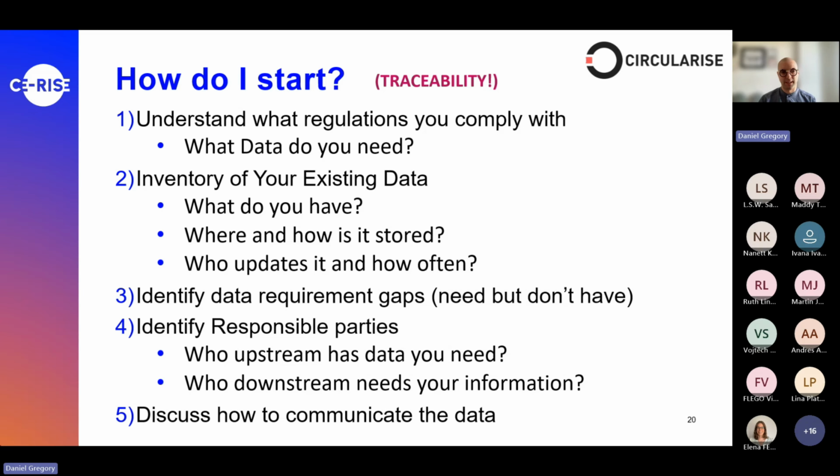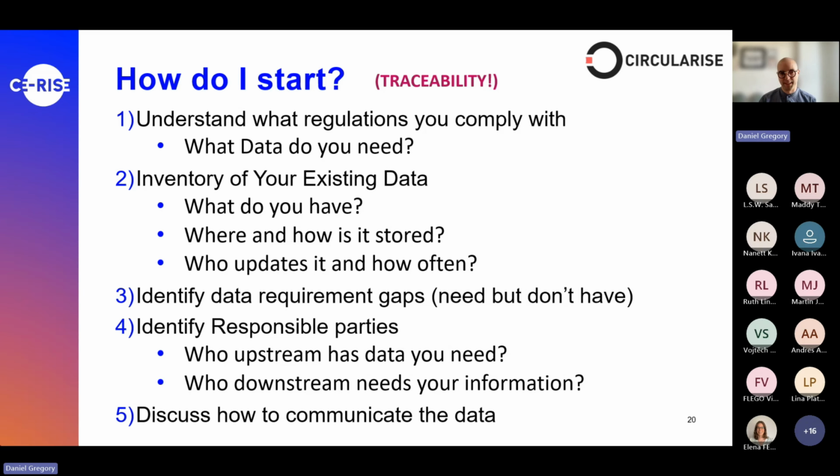Then you want to identify data requirement gaps, or essentially figure out where the gaps are. Is there data that you need to provide that you don't have or that you're not tracking? And how can you fix that gap? If it's something that you can't produce, then identify those responsible parties upstream: who has the data that you need, and who needs your information downstream. So where are you filling in the gap for someone else further down?